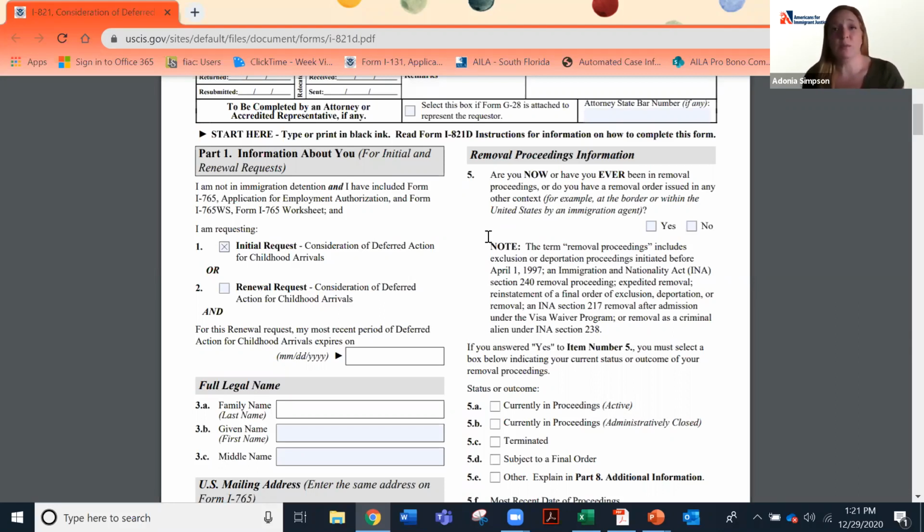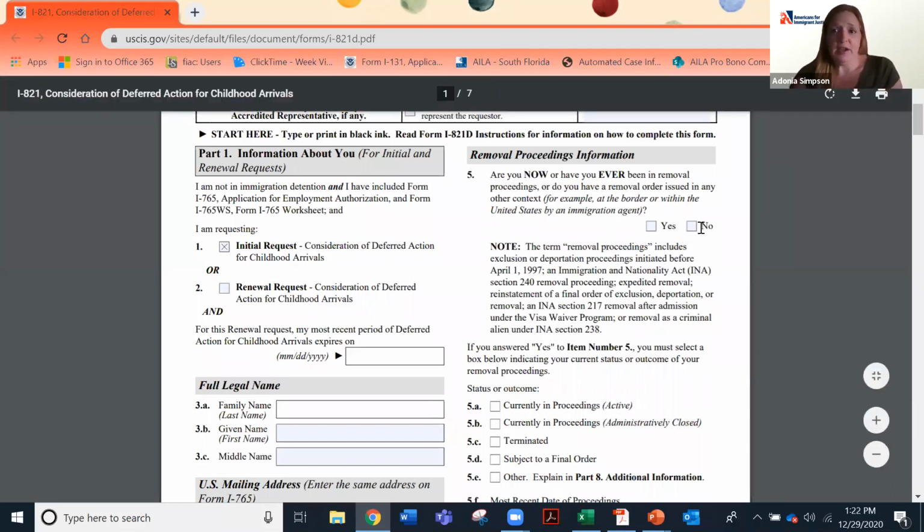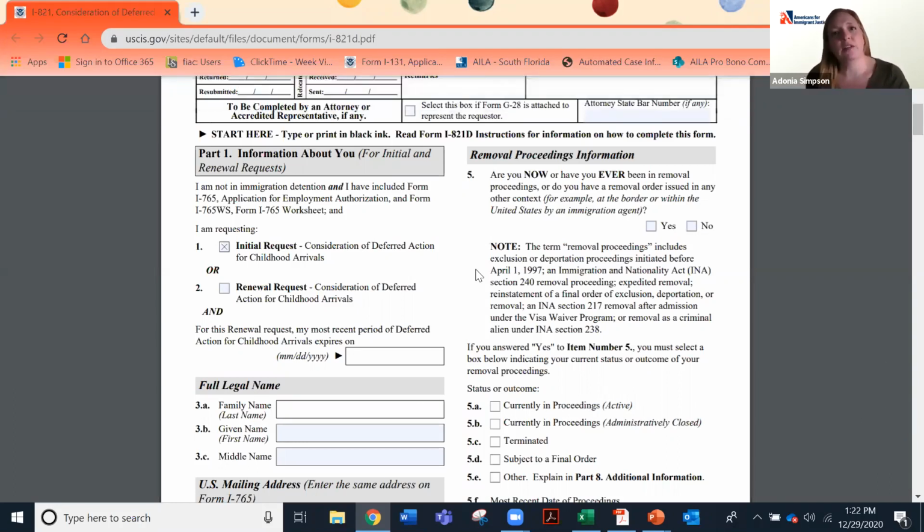I've seen a lot of cases where people don't realize they have a removal order, and they check no here, and we have to go back later just to correct the record and make sure that it's very clear that this was just a mistake and an oversight, and that there was in fact a removal case in the past and perhaps a final order of removal.